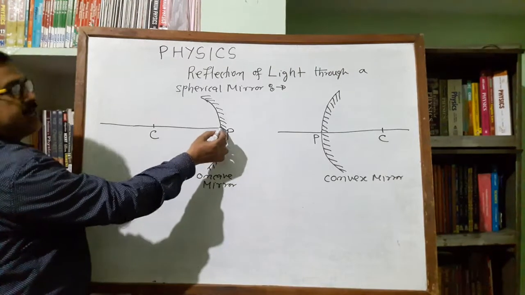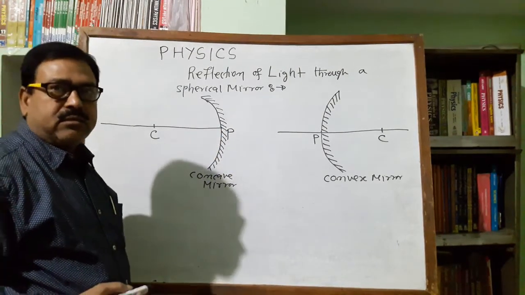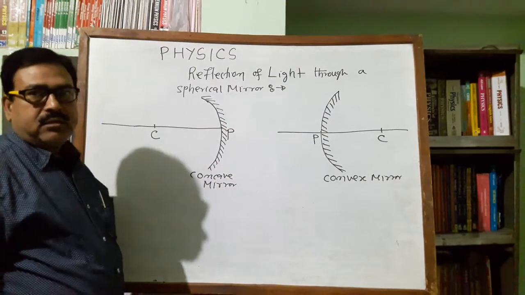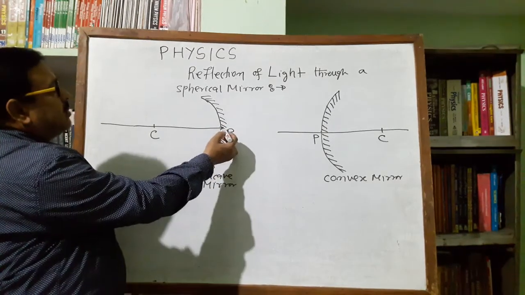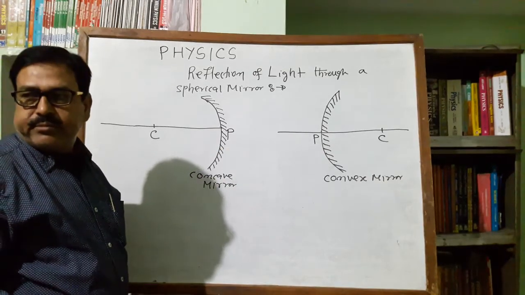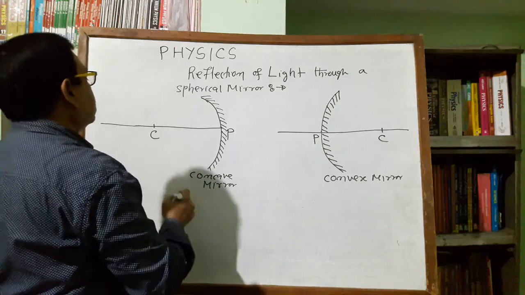The point which acts as an origin to measure all the distances along the principal axis is called the pole of the mirror. This pole divides the aperture of the given spherical mirror into two parts, for both kinds.